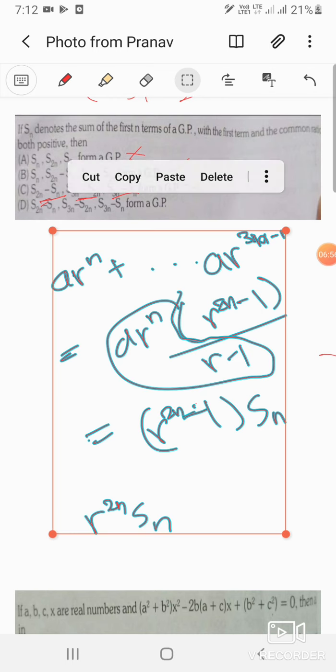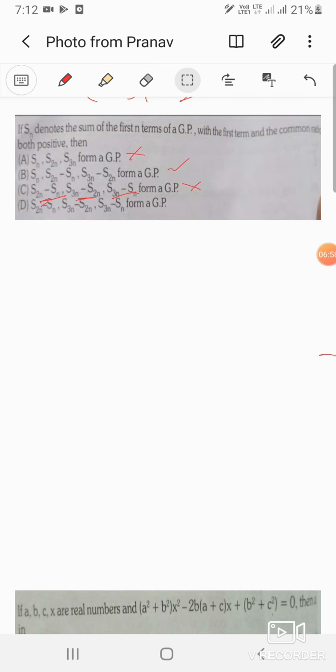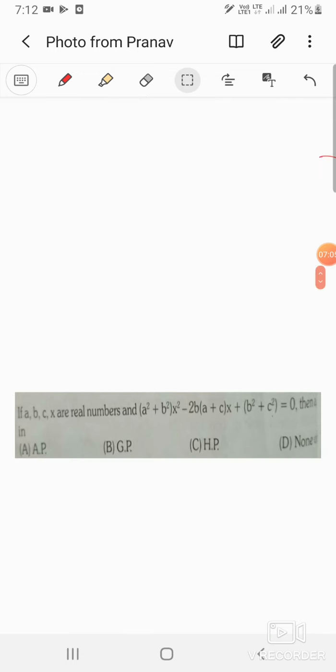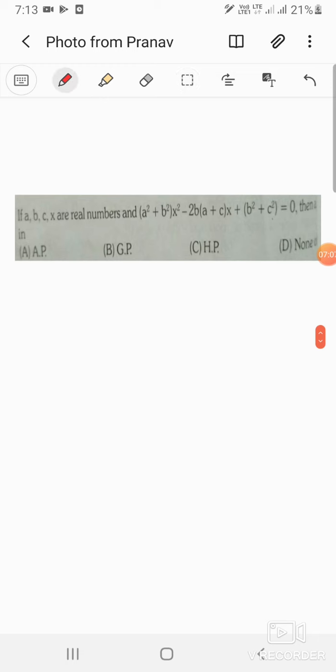What about the next thing? So you got S2n minus Sn, S3n minus S2n, and that's the same thing as before. Okay, fine. Just move on. So the next question says that if a, b, c, and x are real numbers, and that's an important statement actually, these are real numbers, and a squared plus b squared into x squared minus 2b into a plus c plus b squared plus c squared equals 0, then a, b, c are in AP, GP, HP, or none of these.